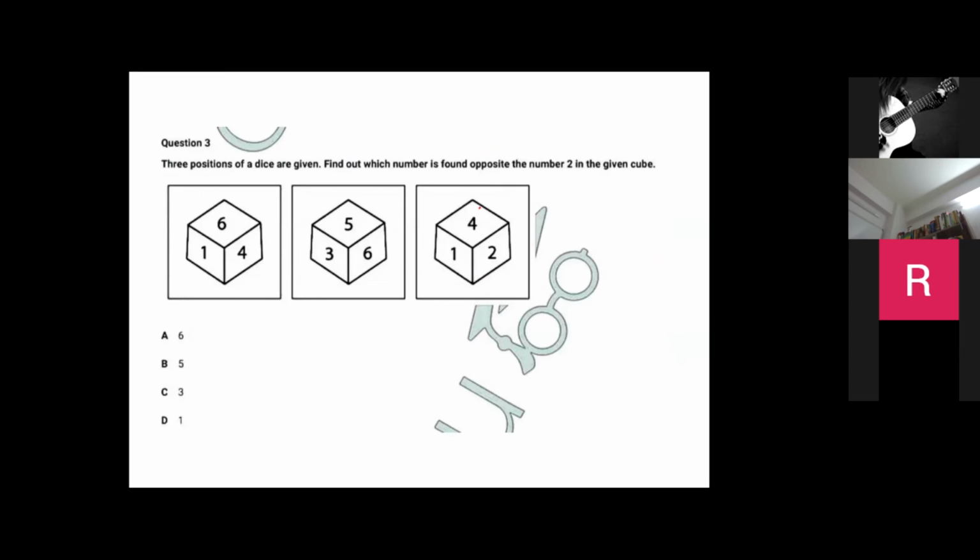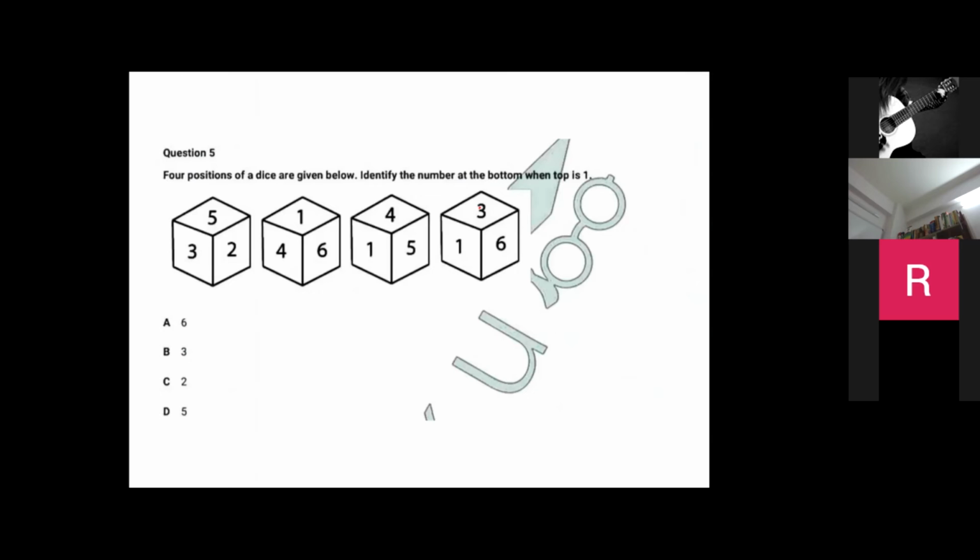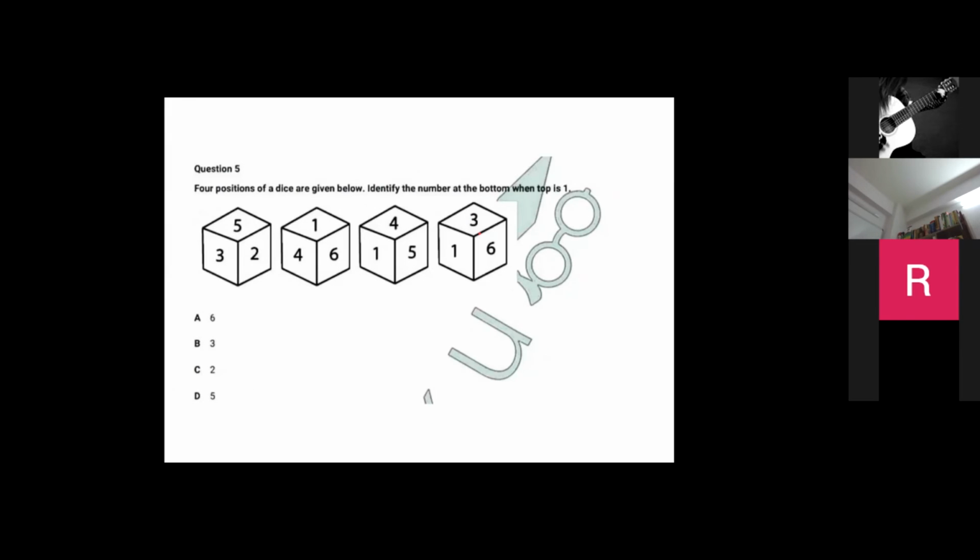Got it? Yes, ma'am. Solve this. 4 positions of a dice are given below. Identify the number at the bottom when top is 1. Still doing very easy, no? 30 seconds is more than enough for this sum. Dice questions are 30 seconds only. 5. 5. Very good.